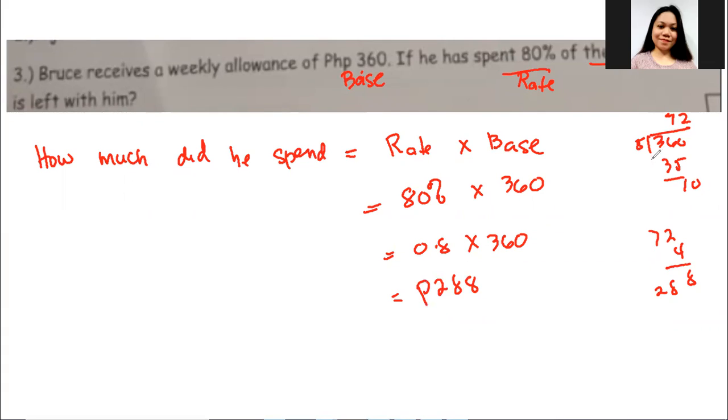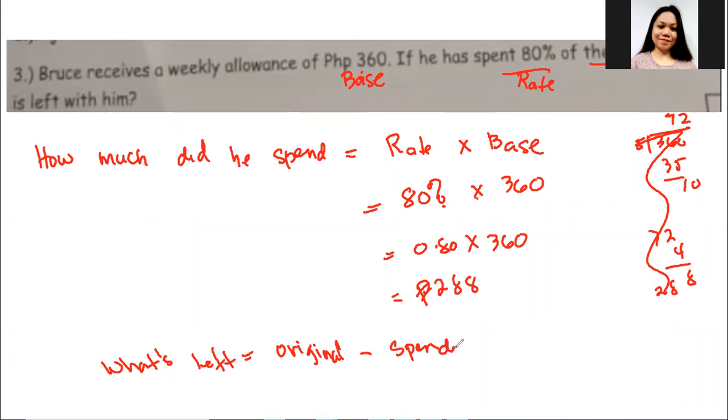Okay, now let's recap because I have a lot of extra stuff here. So you want to find out how much he spent. Well, he spent 80% of the amount. So 80% of means times 360. And when you simplify that, that's 288 pesos. So he spent 288 pesos out of 360. So what's left now? Well, that's just going to be the original amount minus whatever he spent. So this is 360 minus 288. And whatever the answer is, I think that's 72. Yeah, so 72 pesos is the amount that's left with him. So that's one way to solve it.